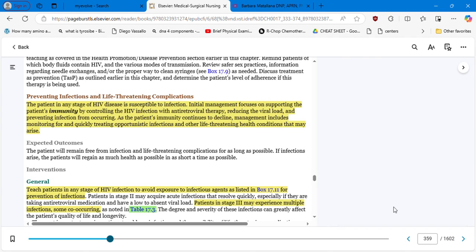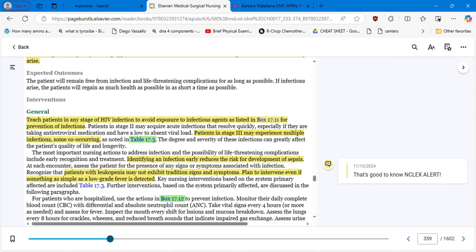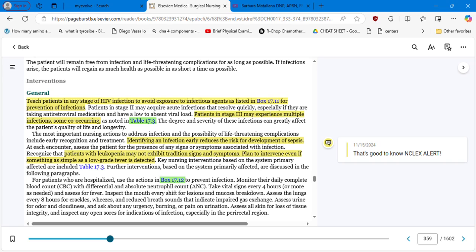Initial management focuses on supporting the patient's immunity by controlling the HIV infection with antiretroviral therapy, right? Reducing the viral load and preventing infection from occurring. So as the patient's immunity continues to decline, management includes monitoring for and quickly treating opportunistic infections and other life-threatening health conditions that may arise. That's important. So we have to teach the patient to avoid exposure to infectious agents, right? And we are going to see a list in a few minutes for prevention of infection.